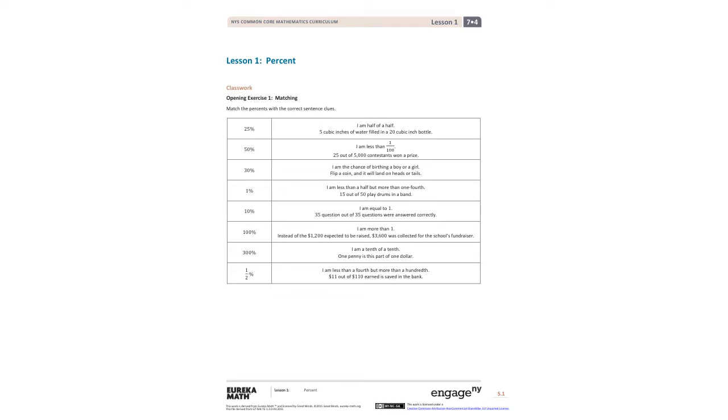Hello, 7th grade. This is Miss White, and today we're doing lesson 1%. So our opening exercise here is matching. So we're going to match the percents with the correct sentence clues. So let's look at our first sentence clue.